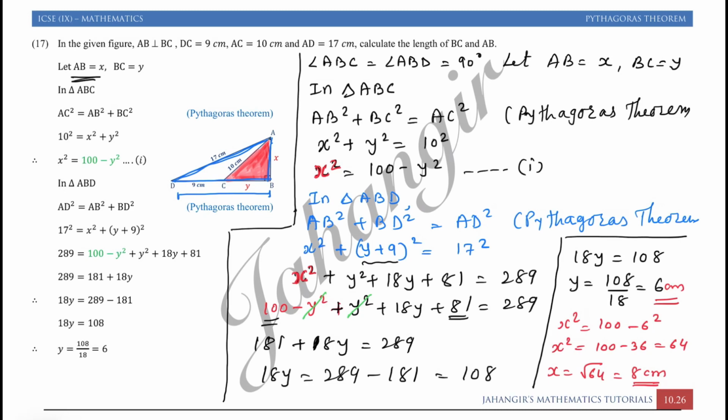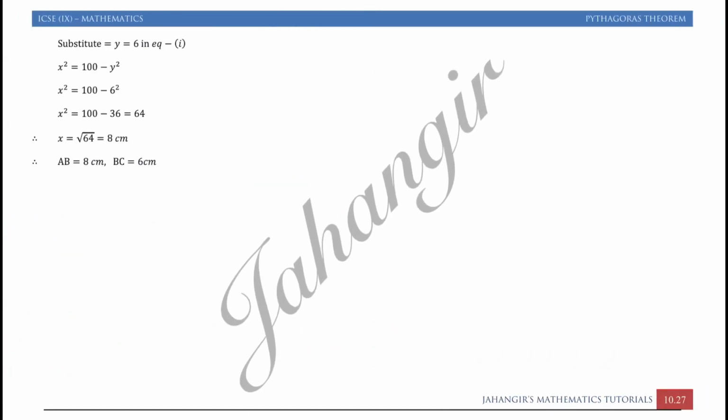So I think this type of question is quite clear. We can take the first small triangle and then the big triangle. So lastly you can write, therefore, AB is equal to 8 centimeter and BC is equal to 6 centimeter.